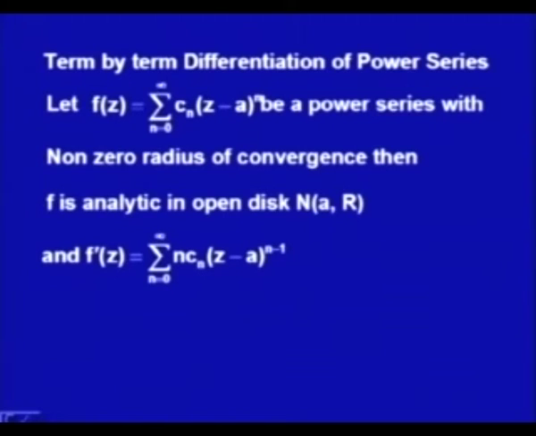Then f dash z is equal to summation n equals 0 to infinity n times C n into (z minus a) raised to power n minus 1. So, if we term by term differentiate this series, we will get this, and this series is converging to the derivative of this function f of z. So, term by term differentiation is possible.